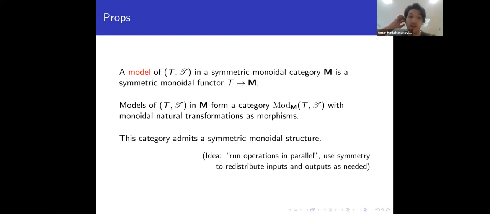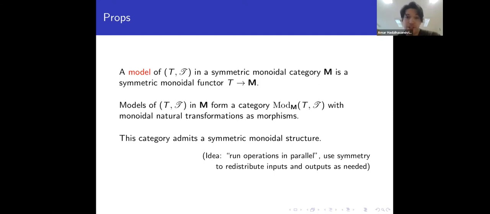And the fact is that this category itself admits a symmetric monoidal structure. The idea here is that if we have two different models of the same theory, for every operation, we can run the two models in parallel, and then use the symmetric structure to redistribute inputs and outputs, and that gives us a new model obtained as a composite of the first two.